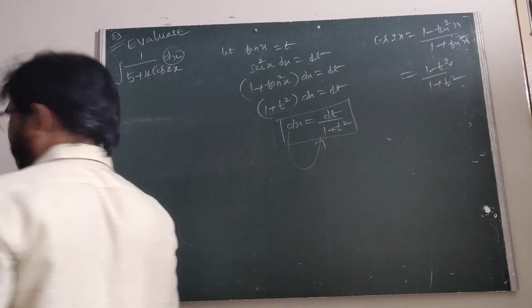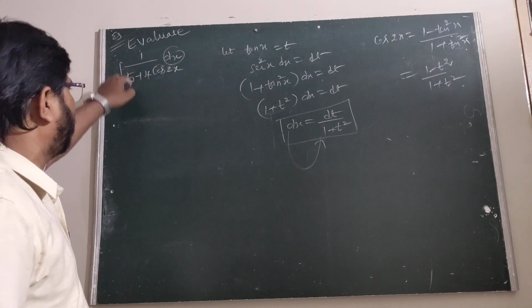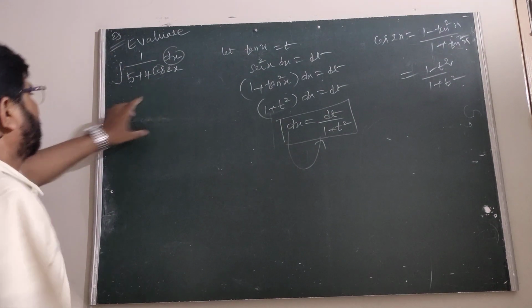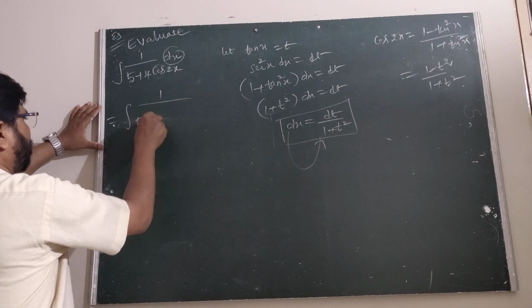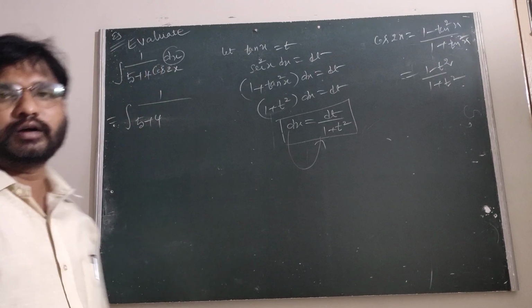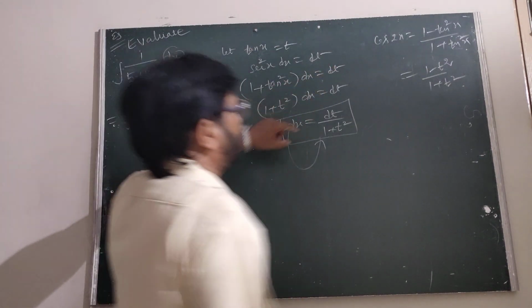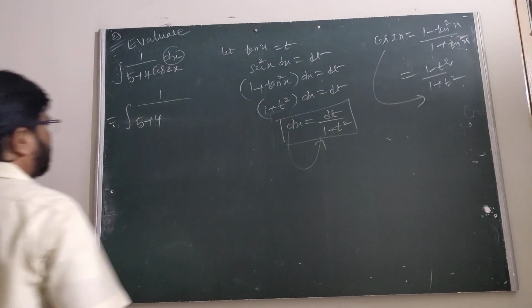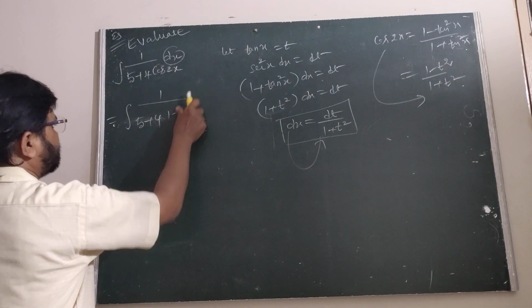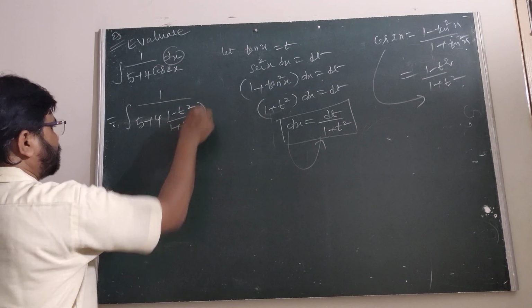Now we are finding the integral of 1 upon 5 plus 4 cos 2x. Therefore, we can write the integral 1 upon 5 plus 4 into the value of cos 2x. The value of cos 2x we can take as 1 minus t square by 1 plus t square.